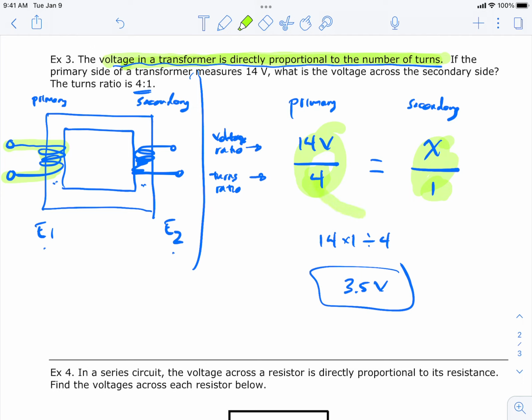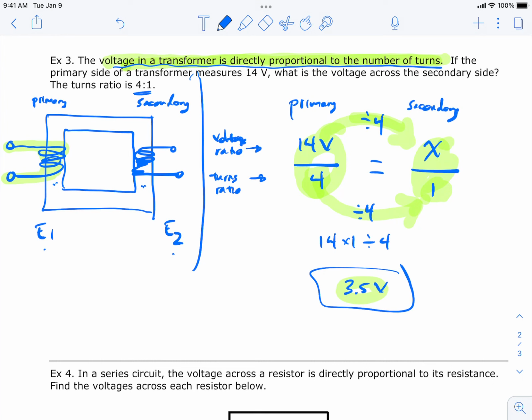We had the turns go down from 4 to 1, so the voltage should go down from 14 to... yeah, that's about right. Basically, divide by 4, divide by 4. This is another way you could look at this, and another way you could have solved the problem. 4 divided by 4 is 1. 14 divided by 4 is 3.5.